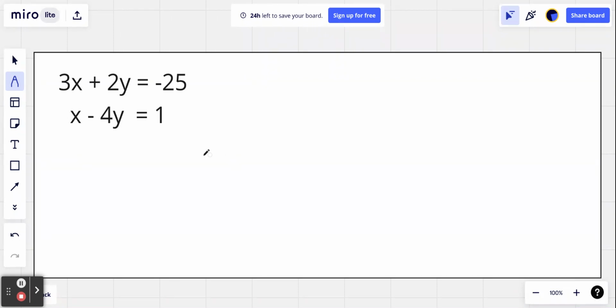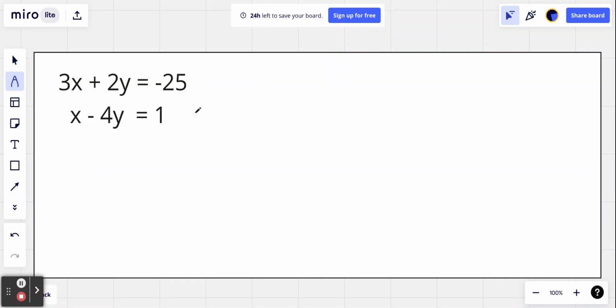So right now, if I added these together, 3x plus x would give me 4x. So that didn't get eliminated. And positive 2y minus 4y would be negative 2y. So the y's didn't get eliminated either. So I basically solved nothing.